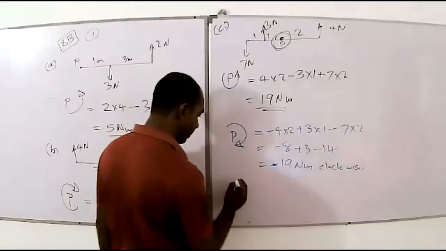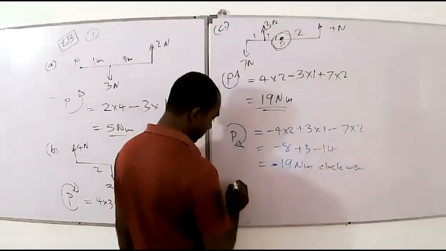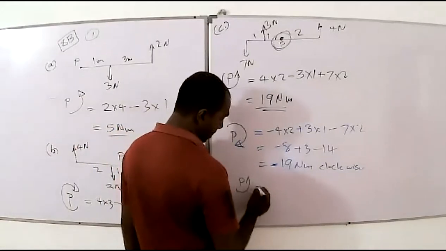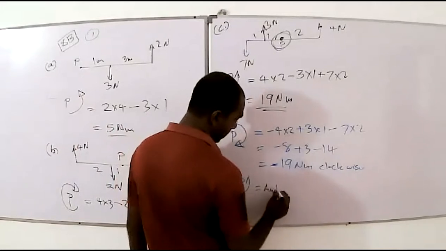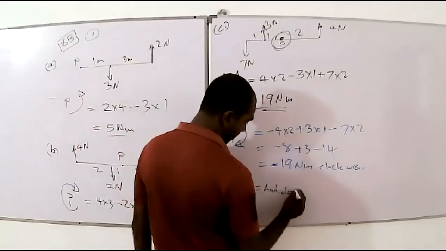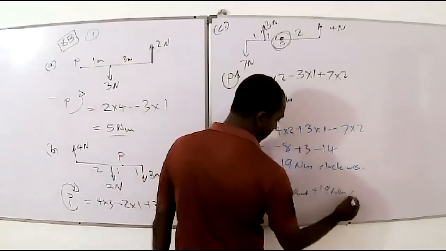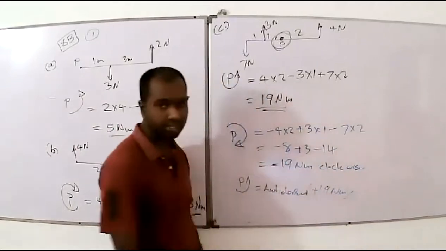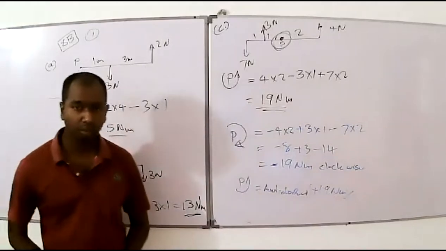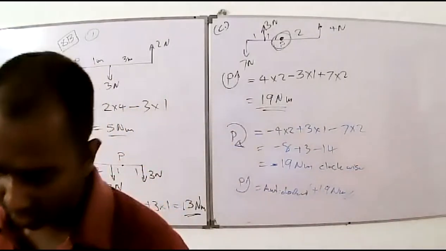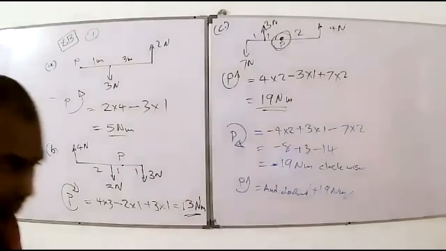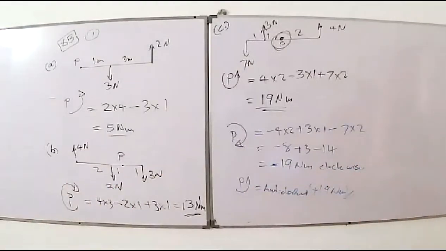So anti-clockwise we can write, around P anti-clockwise, it's going to be plus 19 Newton meters. So the only thing you actually have to worry about in this lesson is identifying a direction without making any errors. Beyond that, it is really simple.